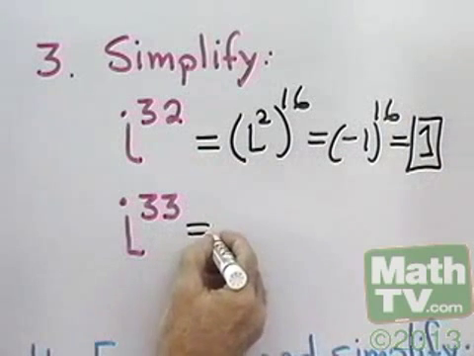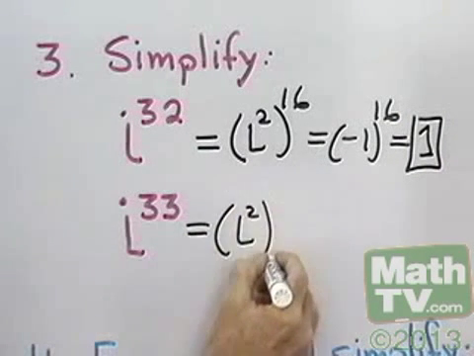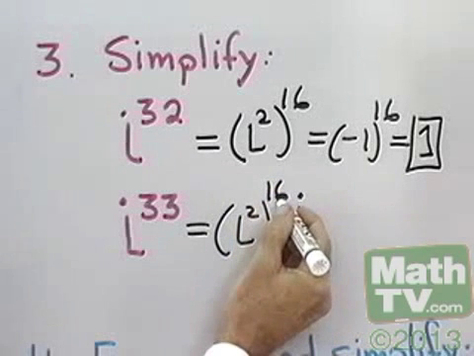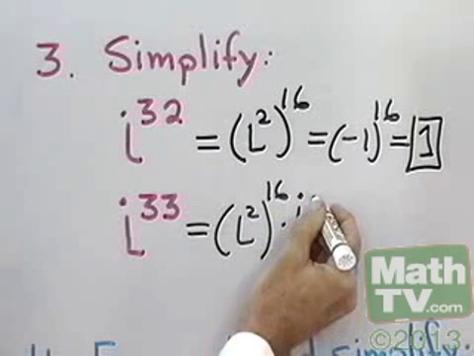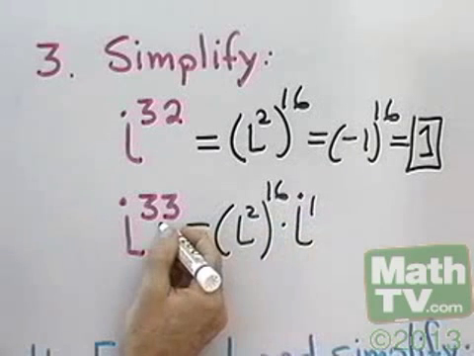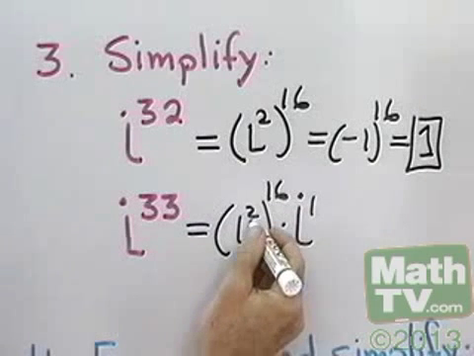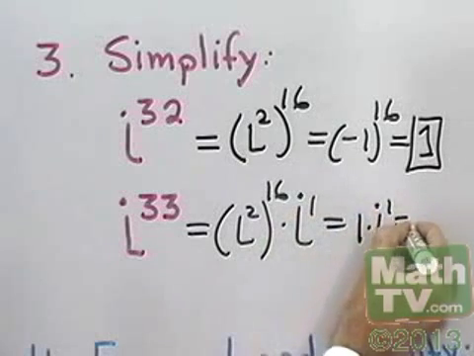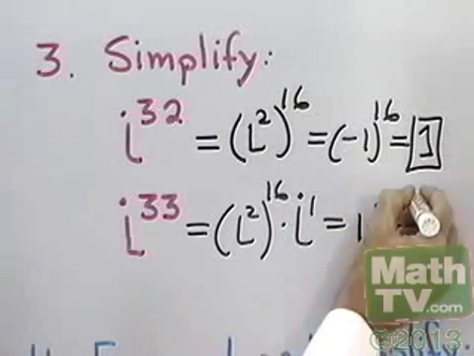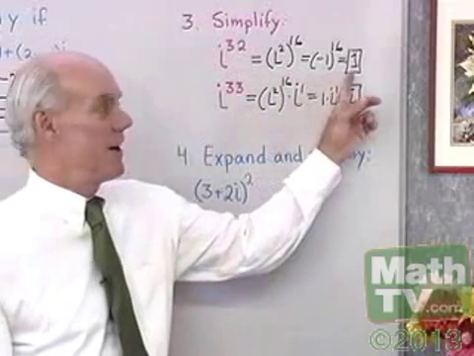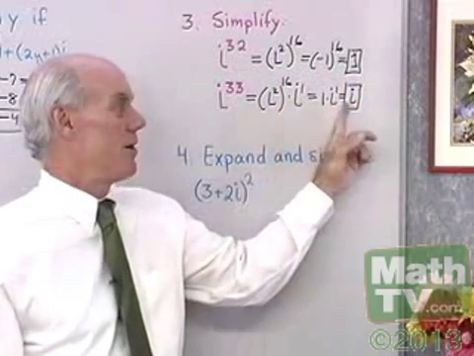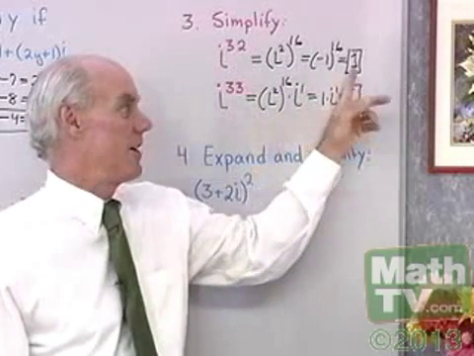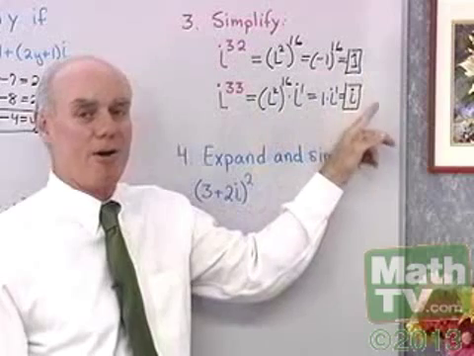i to the 33, I'm going to do the same type of thing. I'll write this as i squared to the 16th times i. So 2 times 16 is 32 plus 1, that's the exponent right here, adds up to 33. i squared to the 16th power I know is 1, times i to the 1 gives me just i. So i to the 32nd power simplifies to just 1. i to the 33rd power simplifies to i. Every integer power of i will simplify to either 1, negative 1, i, or negative i.